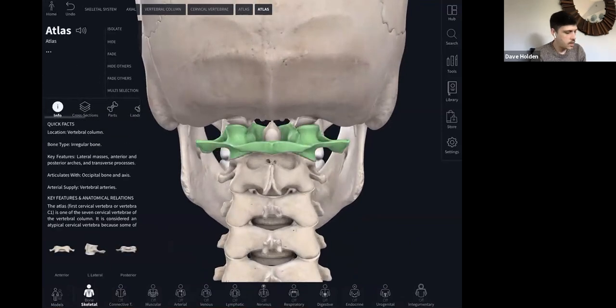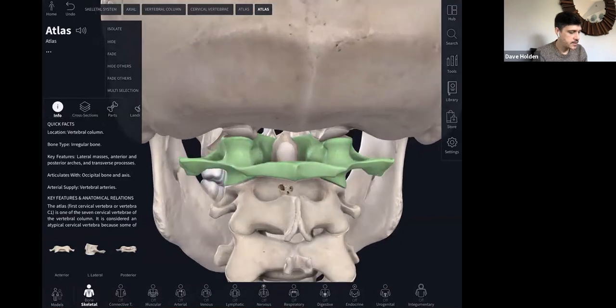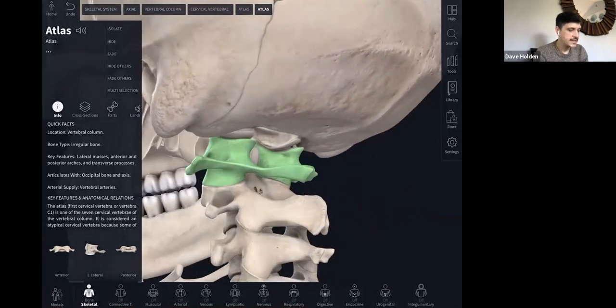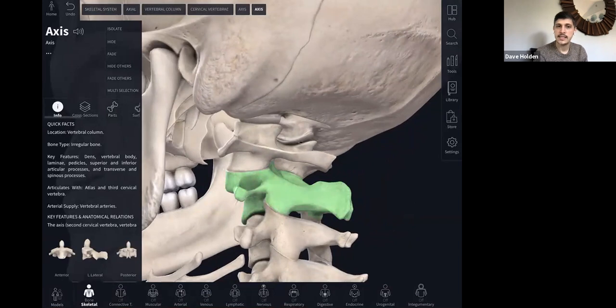So here is C1, and from here you can start to get a sense of the way the entire skull is simply resting on those two superior articular facets. Your whole skull is just balanced on those two.